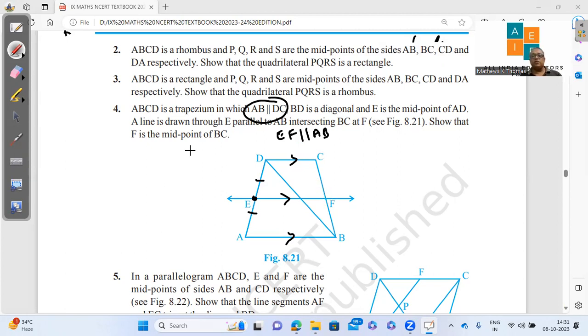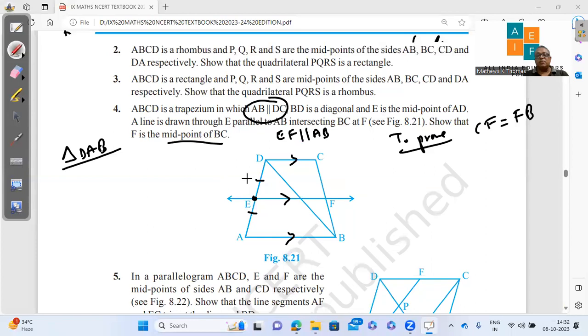We need to prove that F is the midpoint of BC, that is, CF is equal to FB. To prove this, we are going to use the converse of the midpoint theorem twice here. First, I'm going to take triangle DAB. In triangle DAB, DE and EA are already equal, so this is already the midpoint.